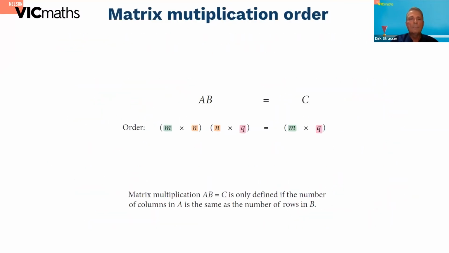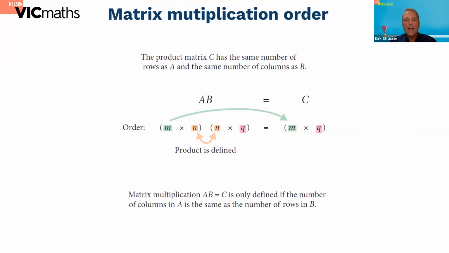So this is important. If we think about it in terms of 2 matrices being multiplied together, an m by n and an n by q, then the matrix product is defined if those 2 orders are the same. Both 5 or 3 or 2 or whatever, they've got to be the same, or else you can't multiply.